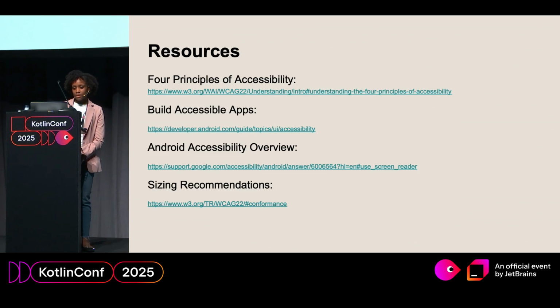So these are some resources that I used to do this talk. The principles for accessibility are POUR, which, like I said before, is more for web content, but it can be used in mobile app development. There's Build accessible apps, which is the Android documentation, similarly the Android accessibility overview, and then sizing recommendations for touch sizes, which is the 48 dp.